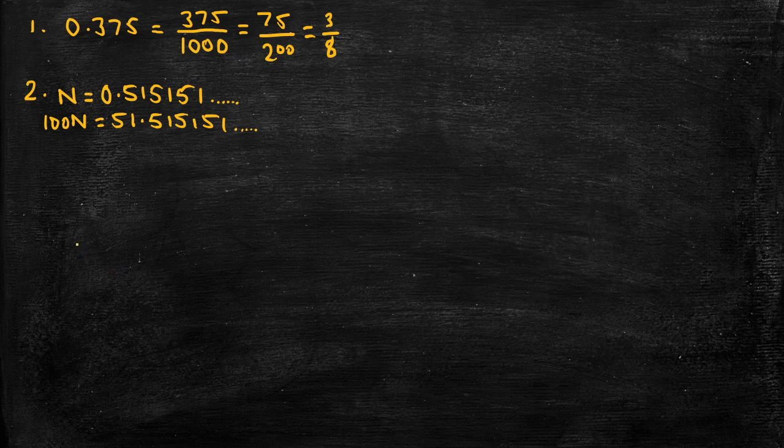And now I've got 2 equations, and the left-hand side of each equation is expressed with n or 100n, and the right-hand side is expressed with 51.515151 and 0.515151. So if I subtract the left-hand side of each equation, I'll get 100n minus n. Let me write that explicitly so it's clear what I'm doing. And on the right hand side, I'll get 51.515151 minus 0.515151.